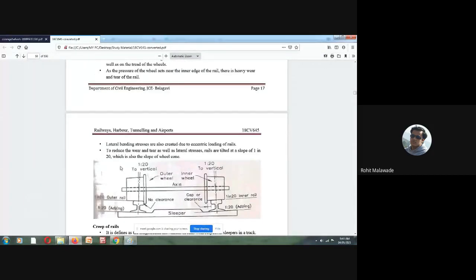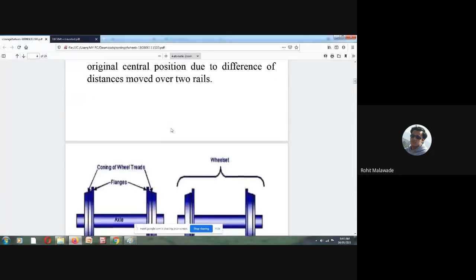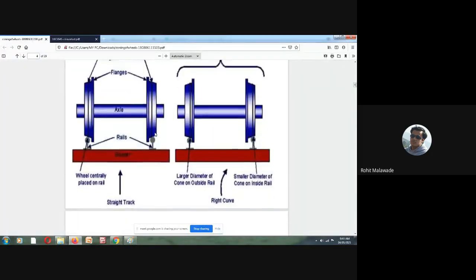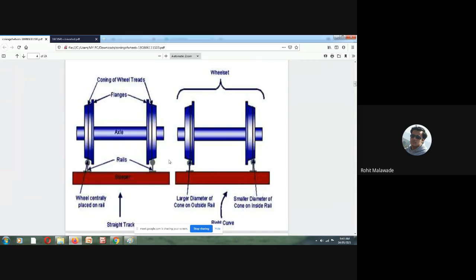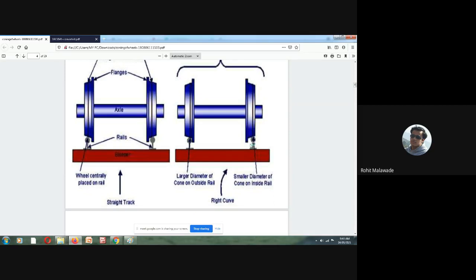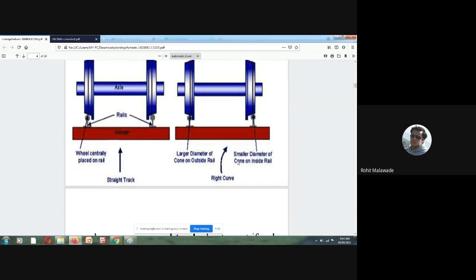Now, if you see, when the train is going to run on a straight track, it is going to move in and out. Since we are going to provide the flange, it is not going to have derailment. Now, on a curved track, right? We will consider that it is going to have a right curve.